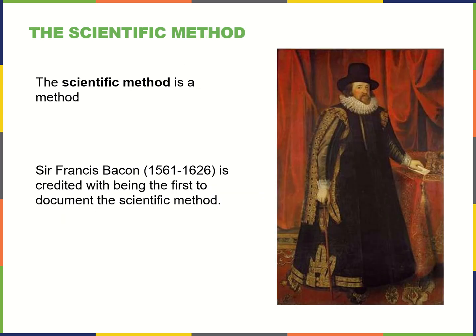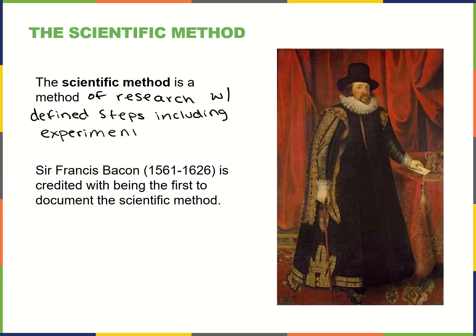The scientific method is a set of research methods with very defined steps that include experimentation and observation. The scientific method is just a guideline of how to conduct scientific research. Sir Bacon was the first one to document the scientific method, technically.